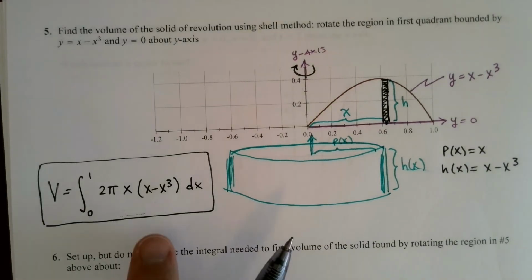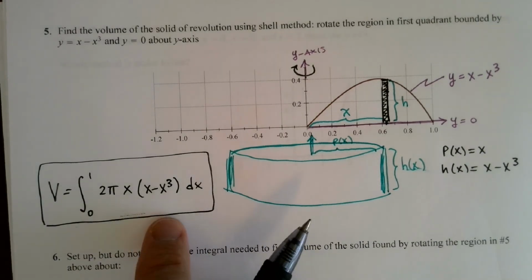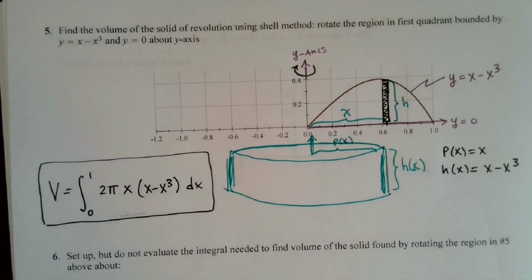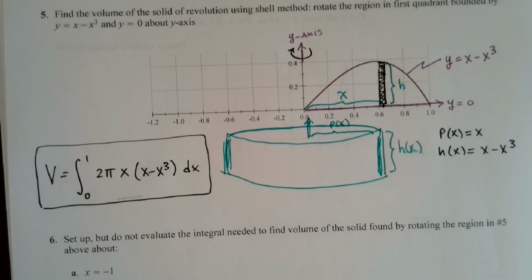So I'm not going to do that, but you can check that. But this is the shell method, and it's much easier to set up and evaluate than it would be had we done the disk method. Okay, let's look at some other examples of the shell method.